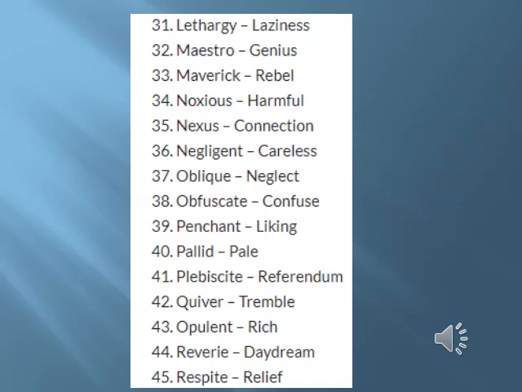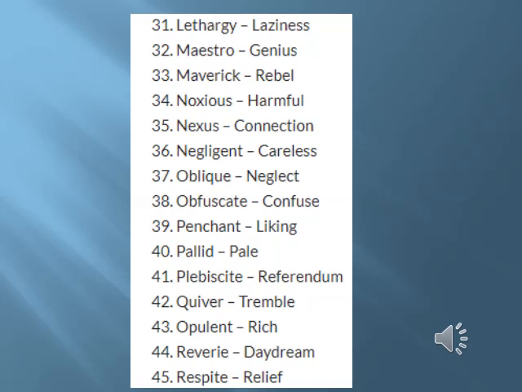A maverick, a rebel. Noxious, harmful, poisonous. Nexus, connection. Negligent, careless. Oblique, neglect. Obfuscate, confuse, make something obscure, make something unclear. That is obfuscate. The pronunciation of the word is penchant. It's not penchant, it's a penchant. And what does it mean? Liking.